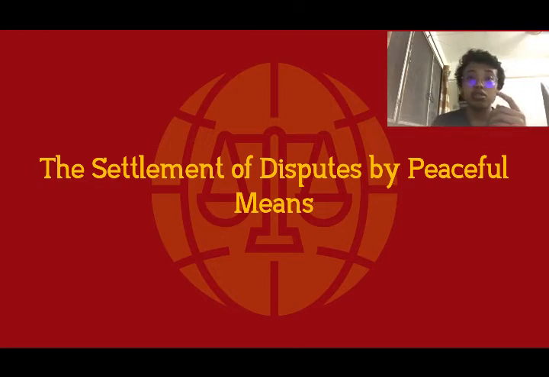Also, Article 2, Clause 4 states that all members shall refrain in their international relations from the threat or use of force against the territorial integrity or political independence of any state, or in any other manner inconsistent with the purposes of the United Nations.